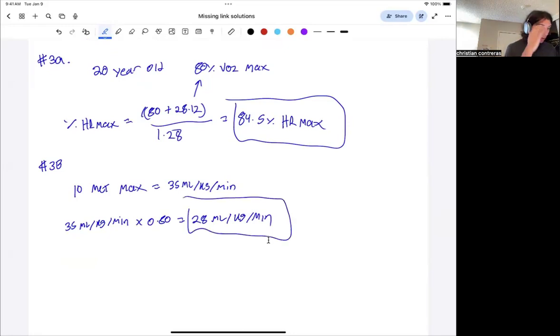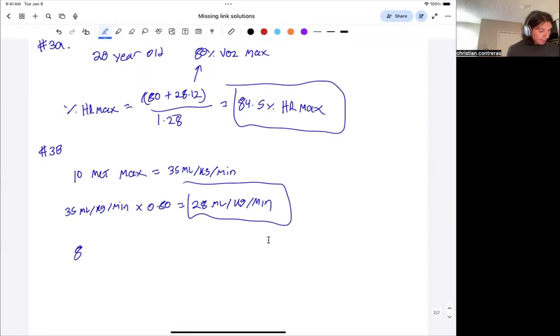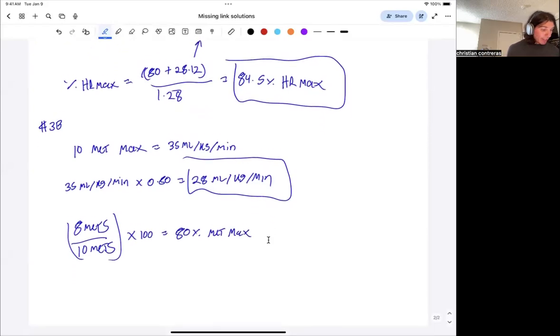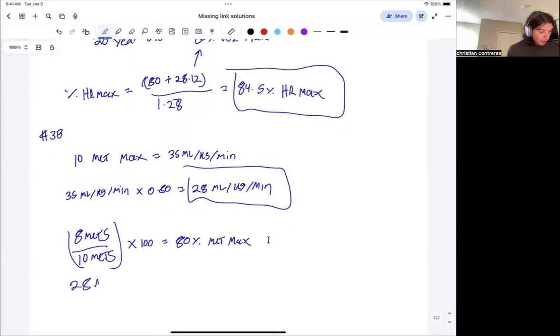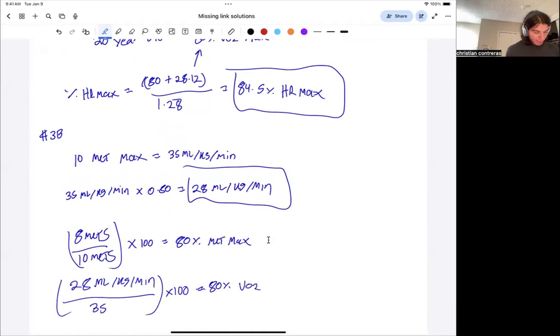Now, just to illustrate the point about these being the same percentage value, but just being described differently, we know if we have 8 mets over 10 mets, and we multiply that by 100, that's going to be 80% of her met max. Whereas if we take the relative VO2 of 28 over 35, multiply that by 100, we're also going to get 80% of VO2 max. So they're always going to be the same percentage.